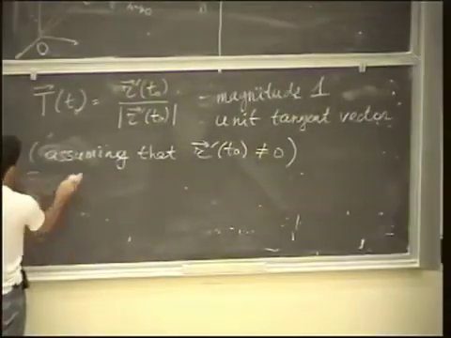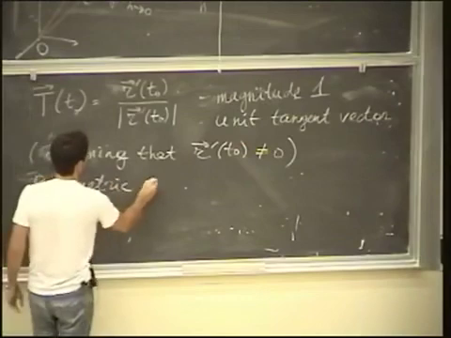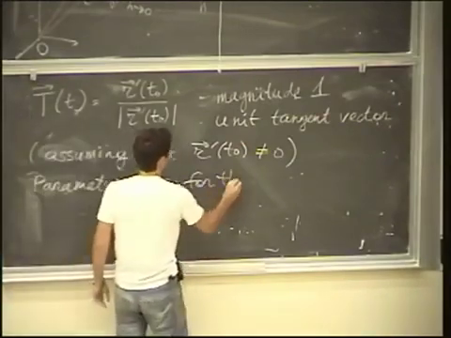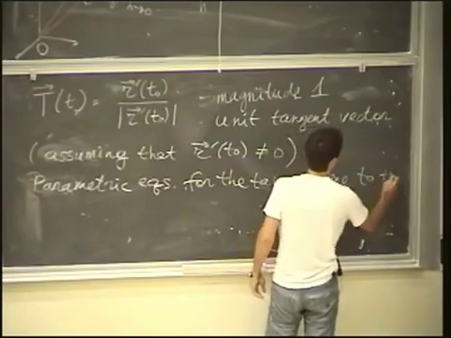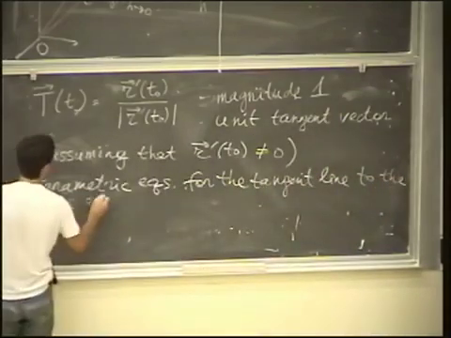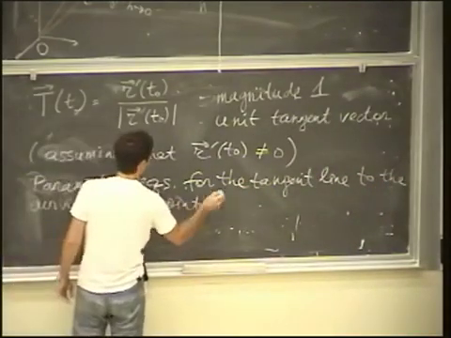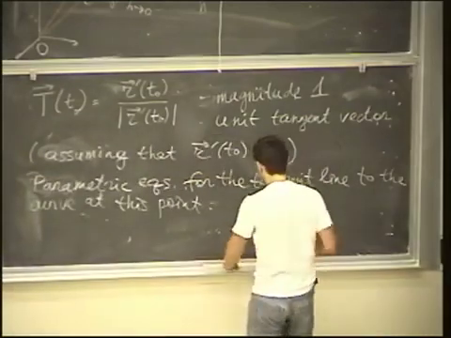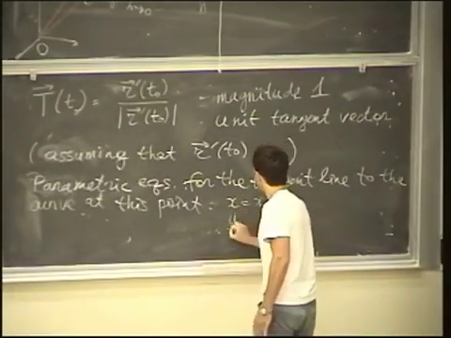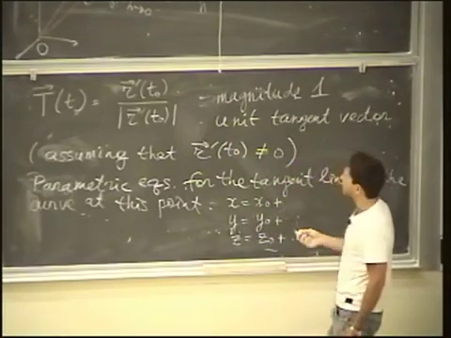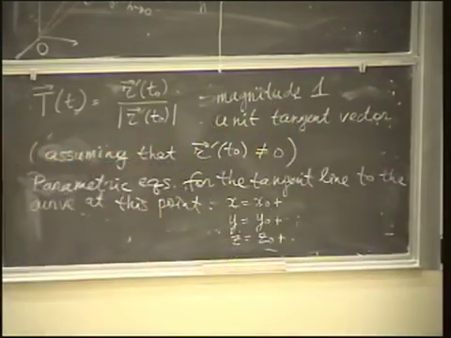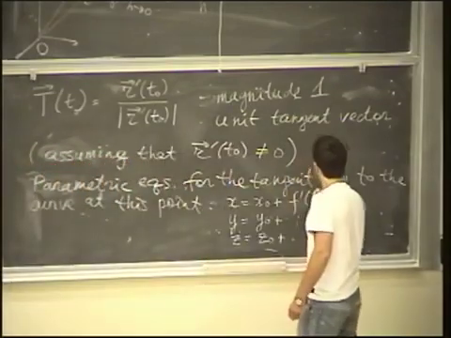Parametric equations for the tangent line to this point, to the curve at this point. And these are very easy to write, because we know what the initial point is. It's just x0, y0, and z0. And all we need is the components of a tangent vector. And we have found a tangent vector by taking the derivatives. That's the top line on this board. So that's going to be f prime of t0.